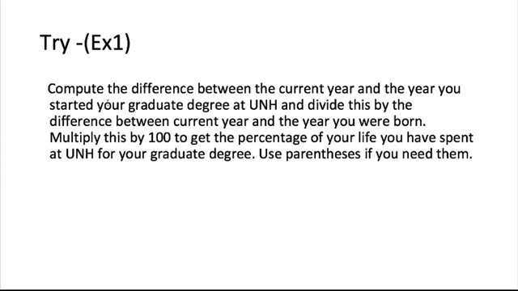Let me ask you to try this. Try to compute the difference between the current year and the year you started your graduate degree at UNH, and then divide this number by the difference between the current year and the year you were born. After that, multiply this number by 100 to get the percentage of your life that you spent at UNH for your degree. And you can use parentheses if you need to. So this is a nice little exercise to get you working on the calculator feature of R.